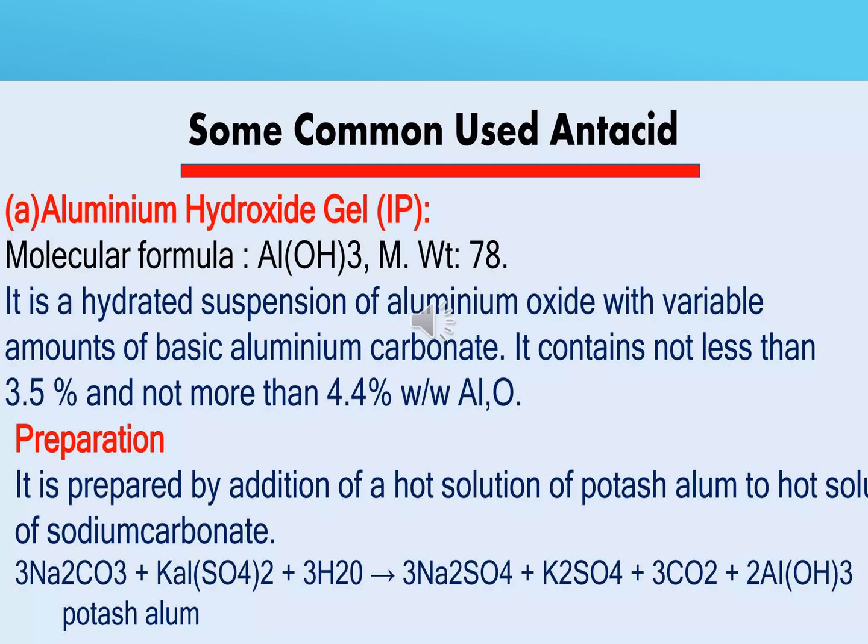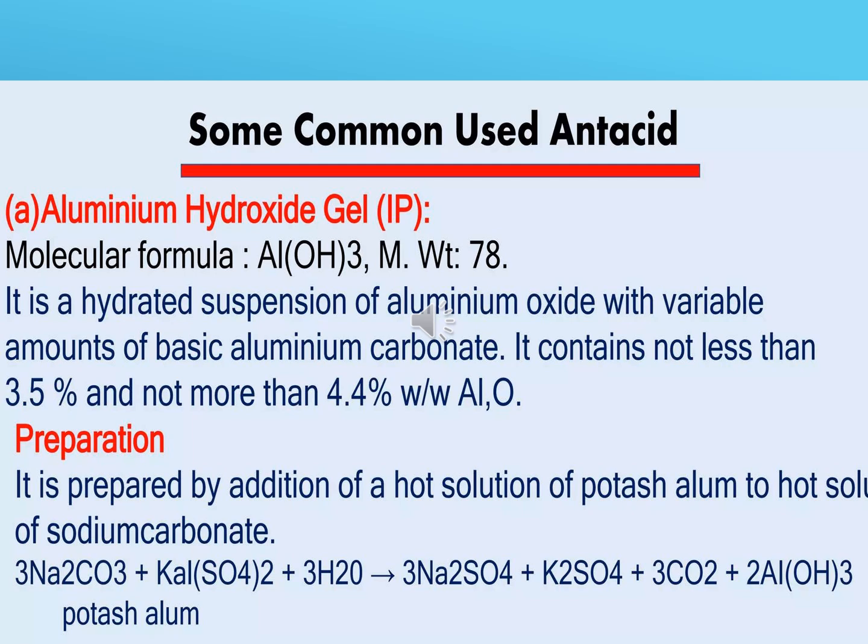Some commonly used antacids. The first one is aluminum hydroxide gel, Indian Pharmacopoeia, molecular formula Al(OH)3, molecular weight 78. It is a hydrated suspension of aluminum oxide with a variable amount of basic aluminum carbonate. It contains not less than 3.5% and not more than 4.4% weight by weight aluminum oxide.